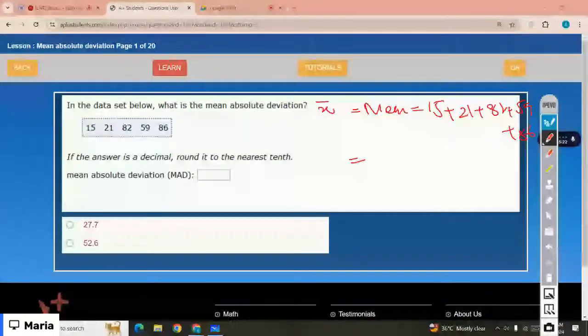Yes, hold on. 15 plus 21 plus 82 plus 59 plus 86. So their sum is 263 and you need to divide it by the 5. So that means the mean value is 52.6. Now, how do you calculate?